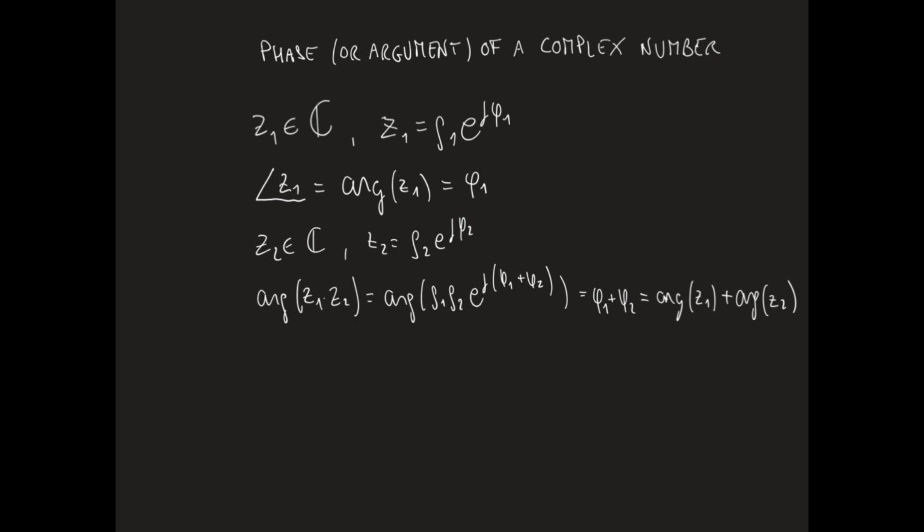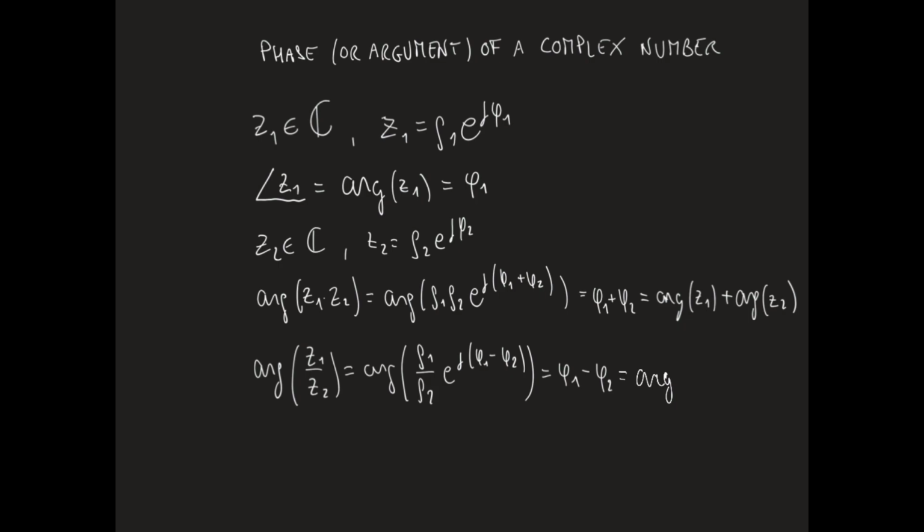On the other hand, the argument of the ratio between Z1 and Z2 is equal to the argument of rho 1 divided by rho 2 e to the j phi 1 minus phi 2, which is equal to phi 1 minus phi 2. So the argument of the ratio between Z1 and Z2 is equal to the argument of Z1 minus the argument of Z2.